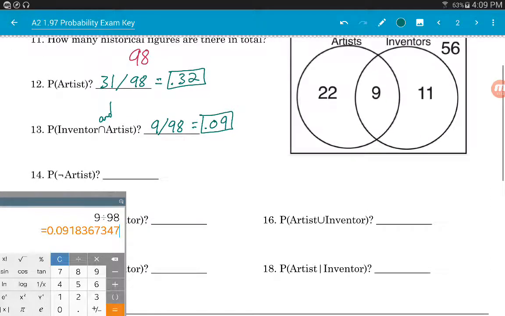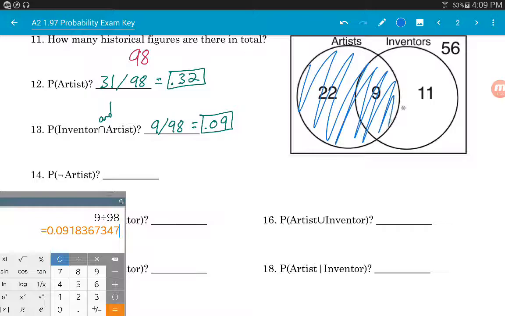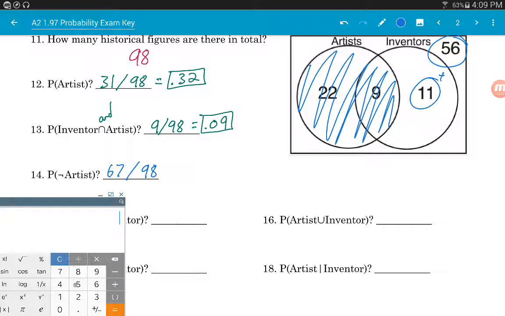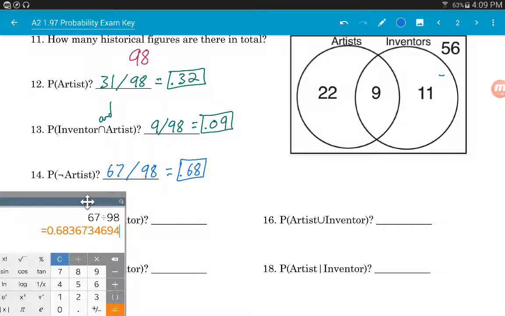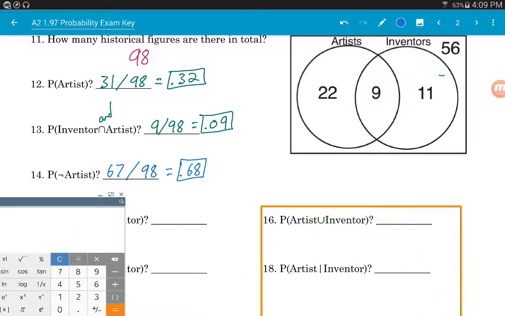Probability of not an artist. Now, who is not an artist? Well, these guys are artists, so forget about them. These guys are not artists. 11 and 56. Add those, gets me 67 out of 98. That equals 0.68. Move this calculator around a little bit so it's not always in the way.